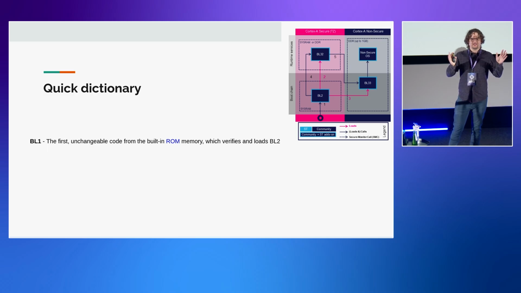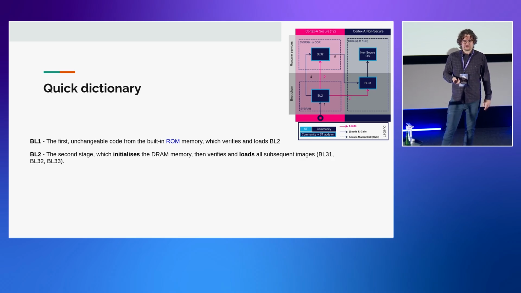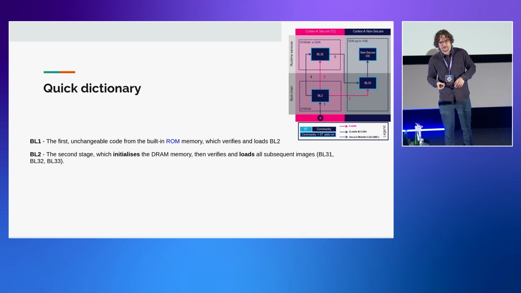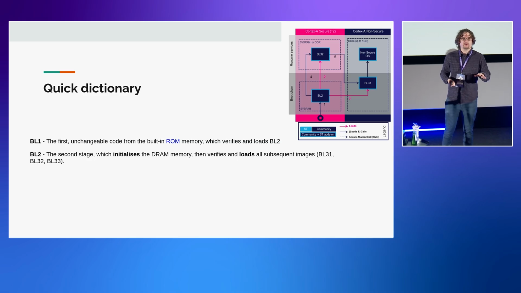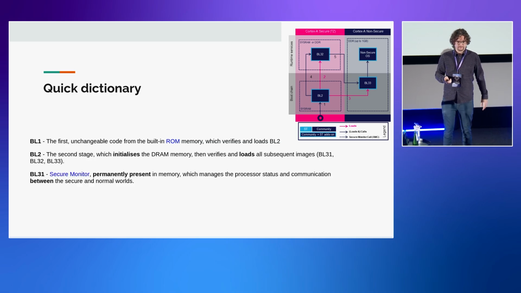So BL1, this is the first unchangeable code from the built-in ROM memory. We have already covered this. We can't really change it. This is usually made by the manufacturer. And BL2 is also a program within the trusted firmware, which is responsible for initializing the DRAM memory. And here, maybe the SOC vendor can influence it and change it. And BL31, this is probably the most important, is the secure monitor. This is the technical name for the secure monitor.